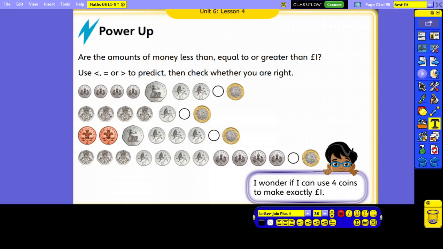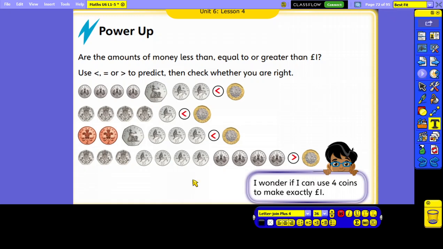Lesson 4 of Unit 6, we're still looking at money, and let's go straight into our power up. Are the amounts of money less than, equal to, or greater than £1? Use the symbols for less than, equal to, or greater than to predict and then check whether you're right. So I'd like you to have a go, pause the video at this point, and see whether you get the same as me. Off you go.